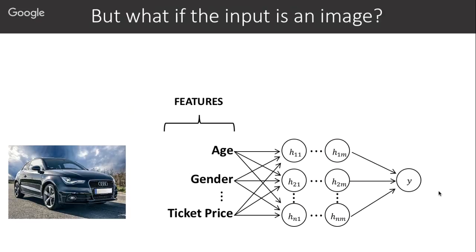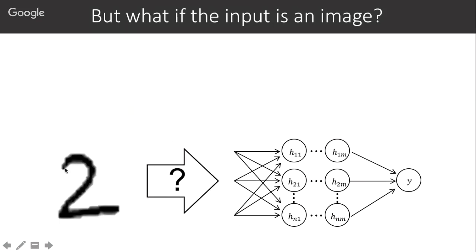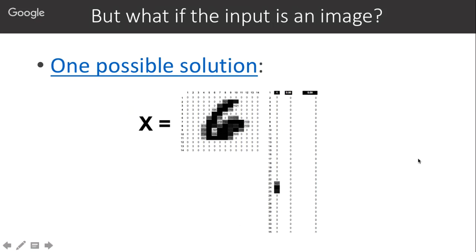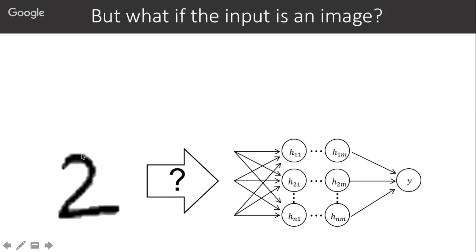However, what if your input is an image? In this scenario, how would you connect an image into this architecture? I have here one more example. For example, I have one handwritten digit. How should I connect it in this architecture? One possible solution would be to turn each pixel into one input value of this neural network. So you're going to cut this into pixels, and for each pixel you have one new input in this architecture to try to correlate with the output.